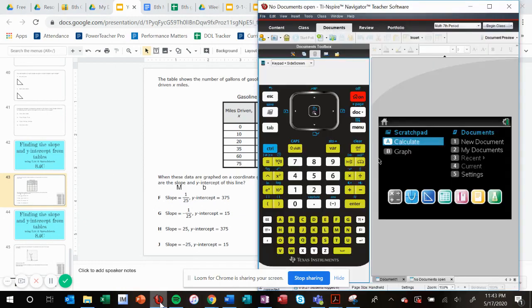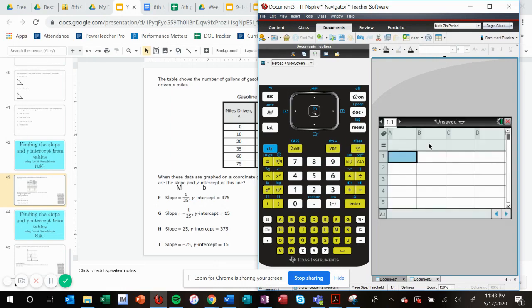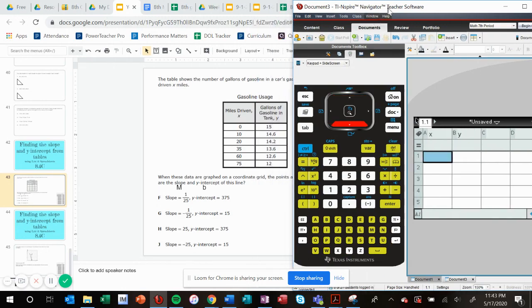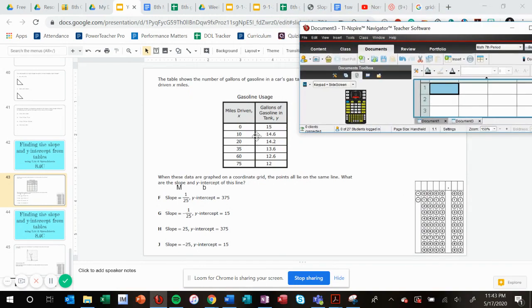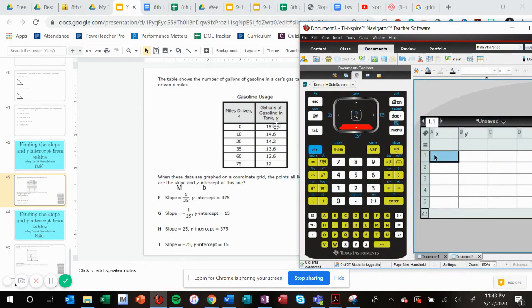Now, using my calculator, I'm going to follow the following steps. I'm going to go to New Document, and then to List and Spreadsheets, which is number 4. Now here, next to the letter A, I need to type in X, and next to the letter B, I need to type in Y. Now I'm going to copy this table into my calculator, but I only need 2 points. That's it. So you can pick 0, 15, 10 and 14.6, 20 and 14.2, any one of these that you want. I'm going to pick 0, 10. Notice how I'm plugging in the numbers for the X underneath the X. And then I'm going to do 15 and 14.6.